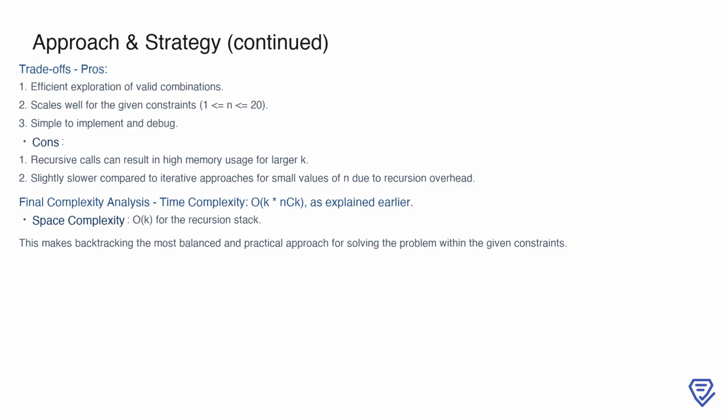Nonetheless, the final complexity analysis reinforces its practicality. The time complexity remains O(k * C(n, k)), since we generate all combinations and perform constant time operations for each. The space complexity is O(k), stemming from the recursion stack. Overall, backtracking strikes the best balance between efficiency, simplicity, and practicality, making it the most suitable approach for solving this problem within the given constraints.